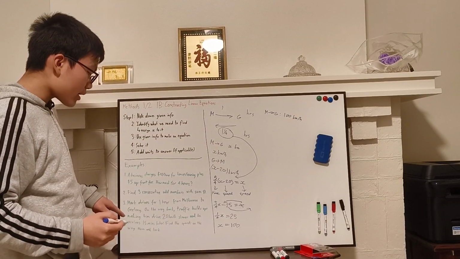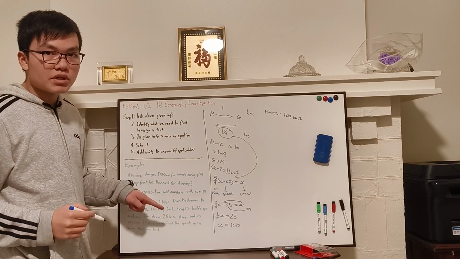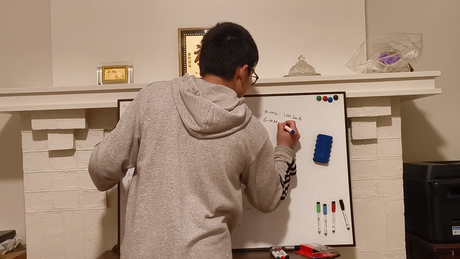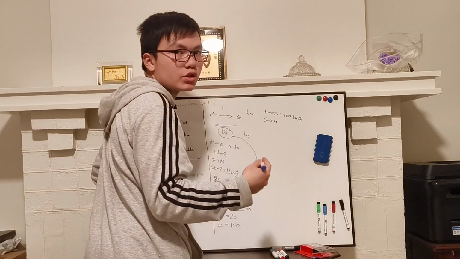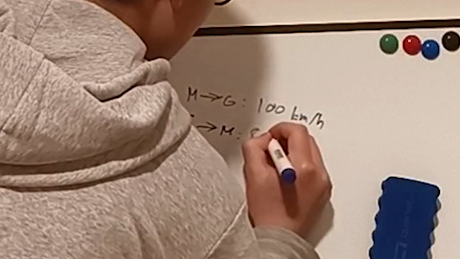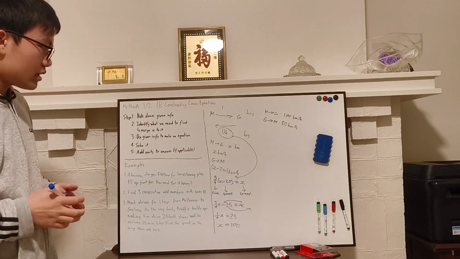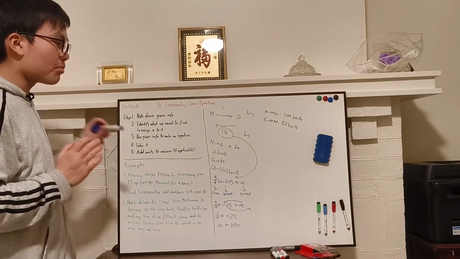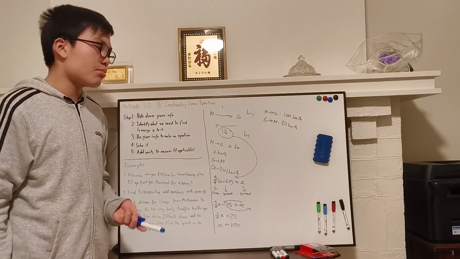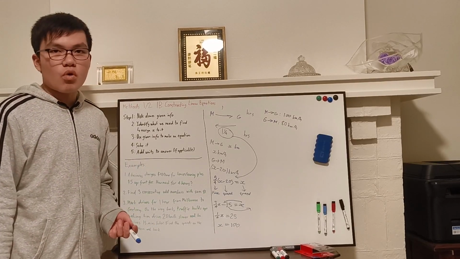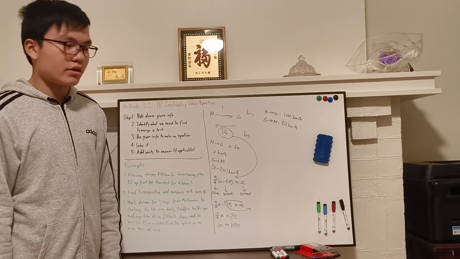And then on the way back, he drives 20 kilometers per hour slower. So G to M is going to be 100 minus 20, which is 80. So 80 kilometers per hour. Yeah, that's how you do this question. It's a little bit complex, but once you start to practice more, you'll get the hang of it, and it'll be a lot more simple and less overwhelming.